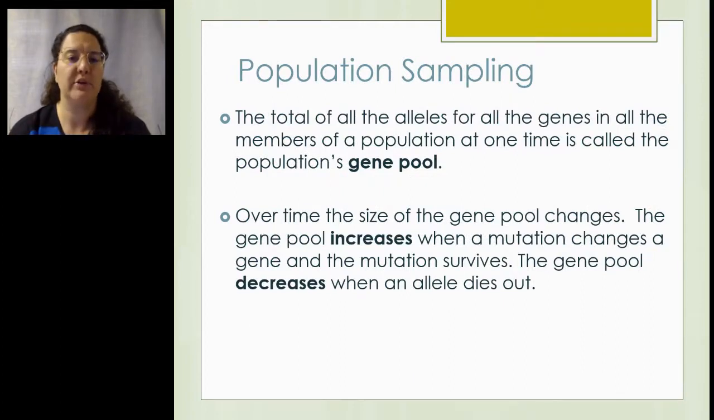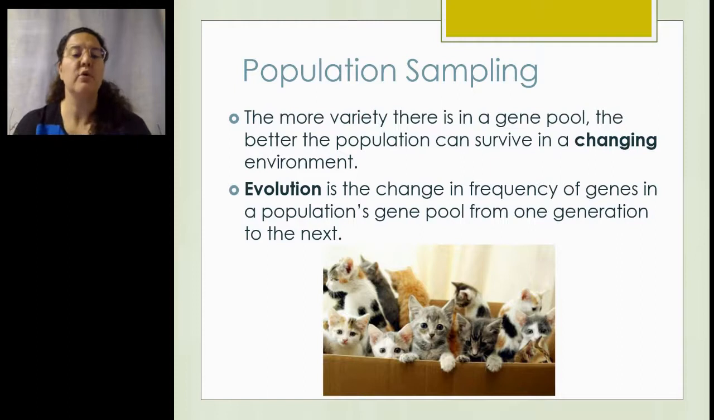So we can look at population sampling of the alleles in a population, and this would be called the population's gene pool. Over time, the size of the gene pool changes. It can increase when a mutation changes a gene and that mutation survives, but the gene pool can decrease when an allele dies out due to it being not advantageous and not likely to get passed on to the next generation. So the more variety there is in a gene pool, the better the chance that the animals can survive a change in the environment.